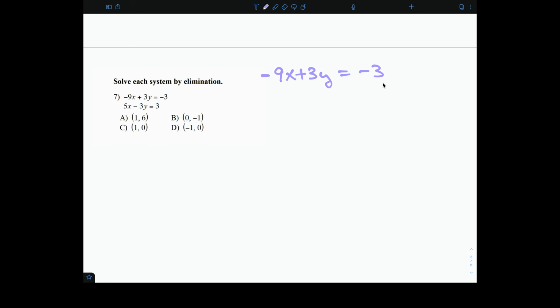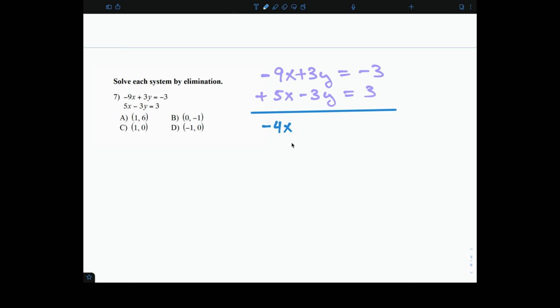So number 7 asks us to solve via elimination. So here, since it's saying to solve it via elimination, it makes sense that we attack this problem by elimination, right? So by adding them together. So we're going to add these two together. So when we add negative 9 plus 5, we get negative 4x. We add 3y and negative 3y.